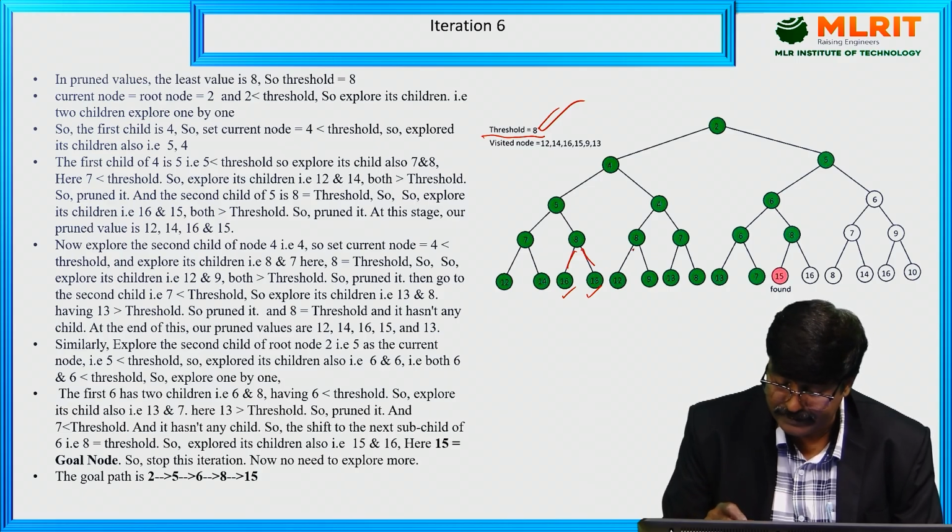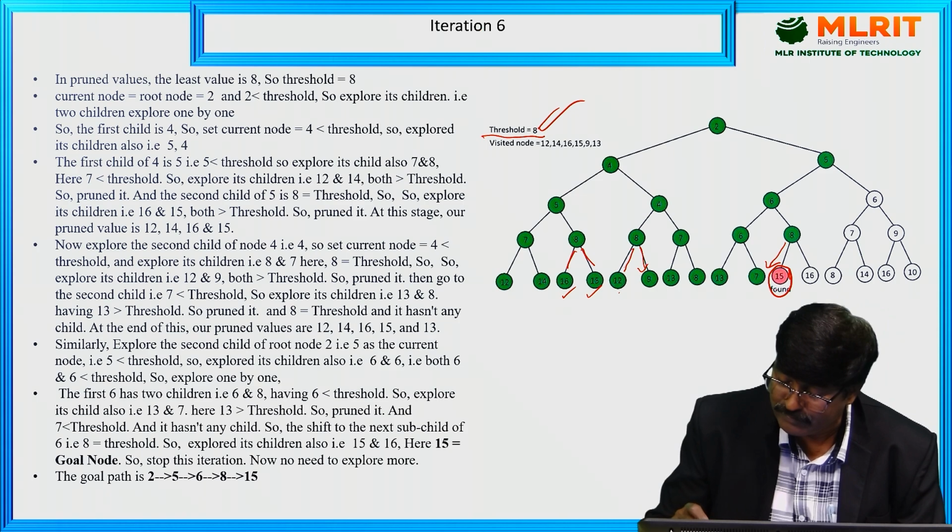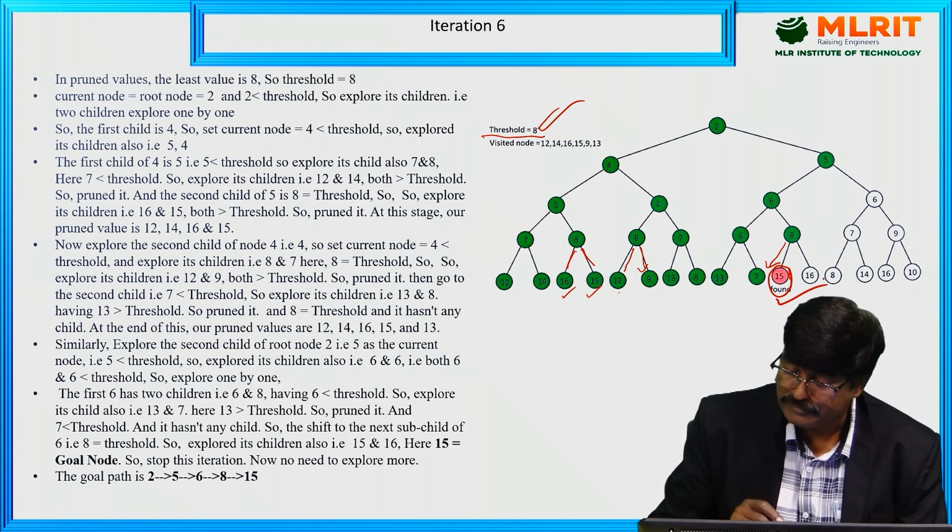Next, 8 is there. Again you check it. You expanded 12 and it is 9, so it is not a goal node. Then here 8 is there, and then 8 is there. This is the goal, 15. This is the goal node. In this iteration 6, you have reached the goal node.